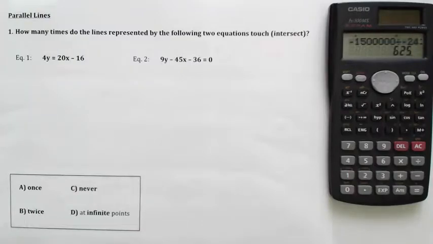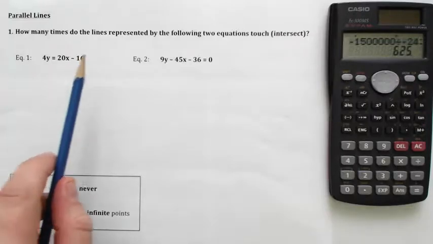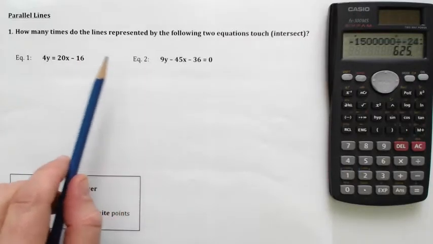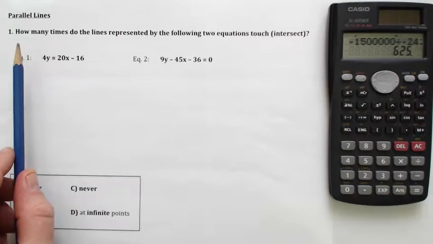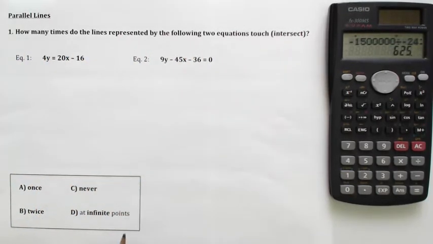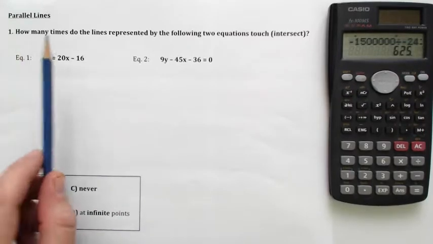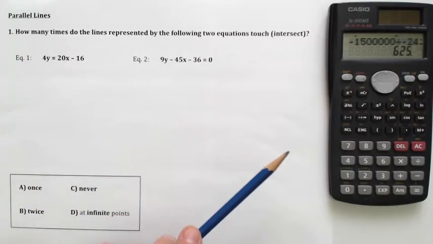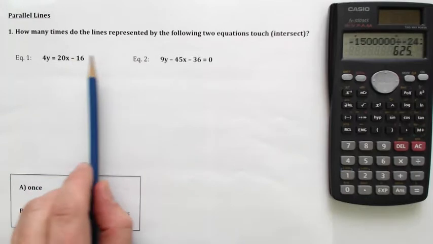Hey guys, we're going to take a look at parallel lines now, and you saw from the video that one of the questions that comes up is they like to ask us, particularly in the multiple choice section of exams, how many times lines might cross. They don't word it that way. They say, how many times do the lines represented by the following two equations touch or intersect each other? Sometimes they'll say, how many solutions are in the following system of equations?